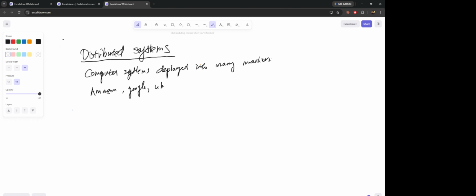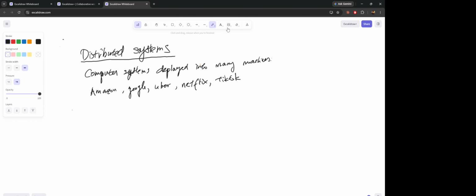Uber, another example of a highly distributed service. Netflix, TikTok, all of these. So how do we evolve to distributed systems, and why do we need distributed systems?